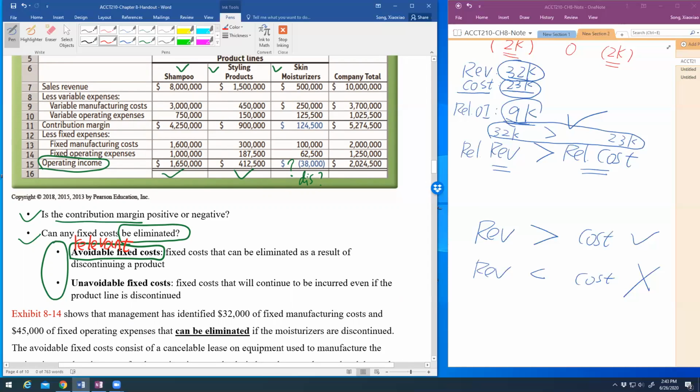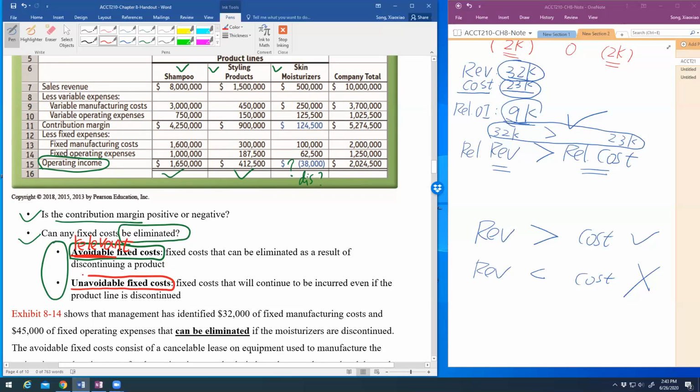Because if it's avoidable, that means if you do not keep this product, it can be avoided. If you keep this product, it's not avoided. It's there. So there is a difference. So it's relevant. If you don't keep it, you can avoid. There is a difference. On the other side, we have some fixed costs.